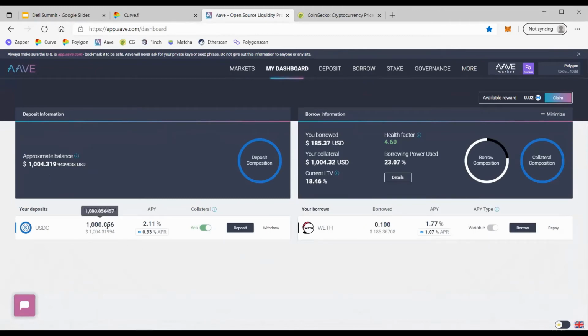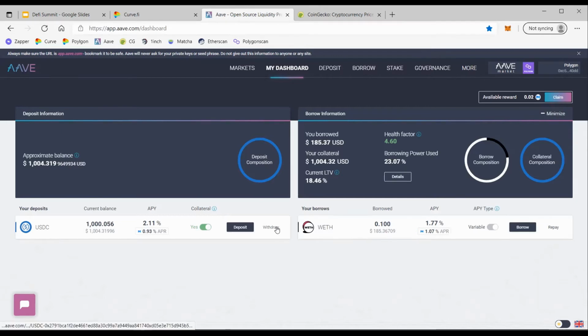I've deposited $1,000. I've actually borrowed 0.1 Ethereum, which is about $185. So I've deposited a lot more money than the amount of ETH I've borrowed. But you're able to see that I actually have 0.1 ETH in my wallet now, and I can do whatever I want with it. I can pay somebody with this Ethereum. I can use it to farm other assets. And here, I'm actually paying 1.77% APY, but I'm getting 1.07% back as incentives. So this is just an example of using Aave.